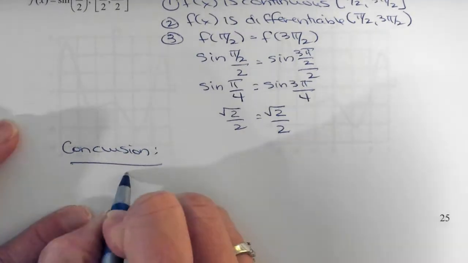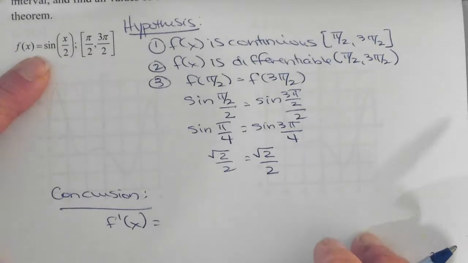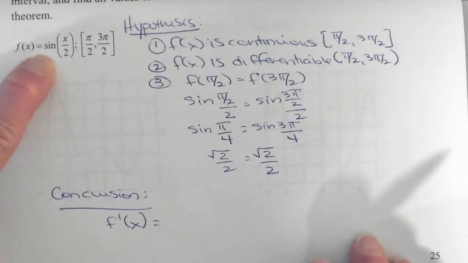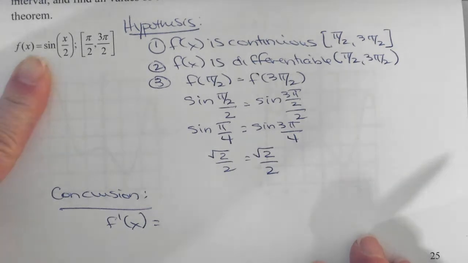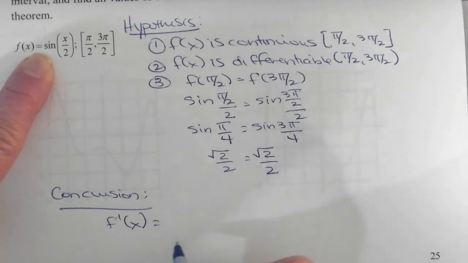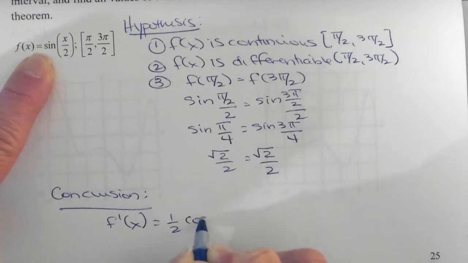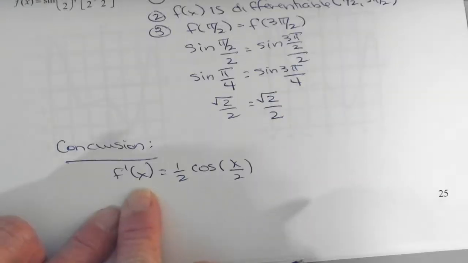Okay, f prime of x is going to be equal to, okay, we need to find f prime of x. What do we have to use here to take the derivative? Yep, we got to use a chain rule. Okay, so what's the derivative of the sine of x over 2? Cosine of x over 2 times 1/2. That's right. So this is 1/2 cosine of x over 2. Okay, this is the slope of the tangent line.